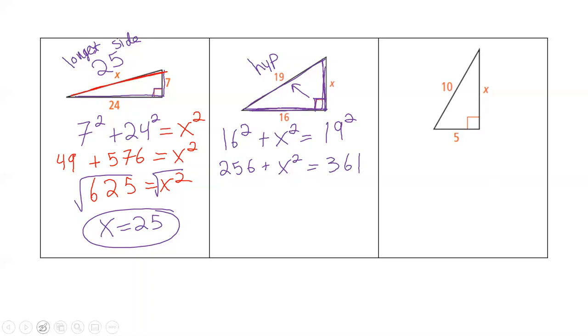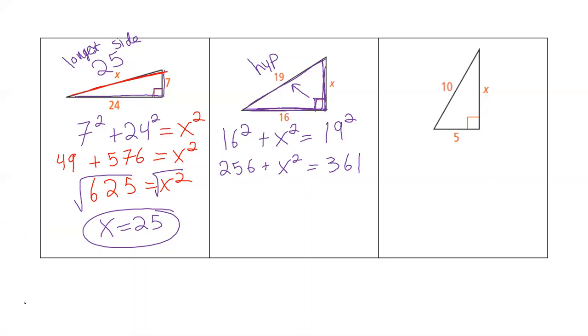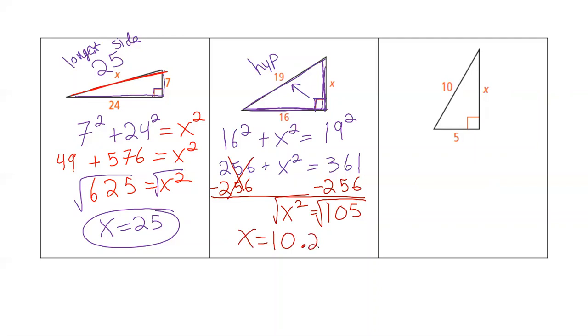So now this changes a little bit. This time, we're going to have to subtract. Subtract 256 from both sides. So X squared equals 105. Take the square root of both sides. X equals 10.2, okay? For these here, I want you to round to the nearest tenth.